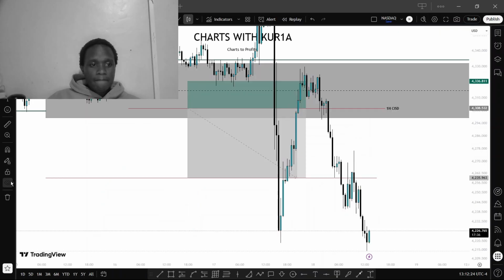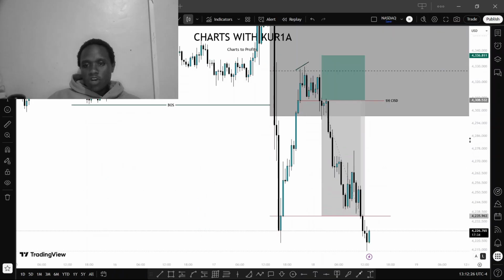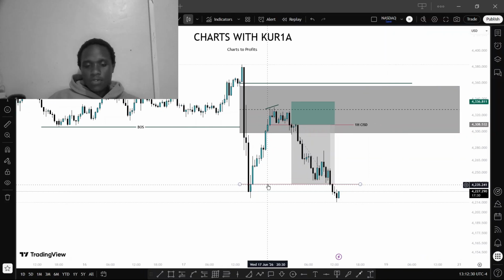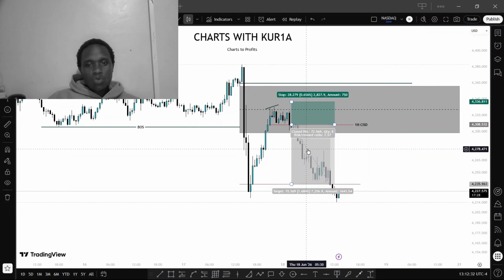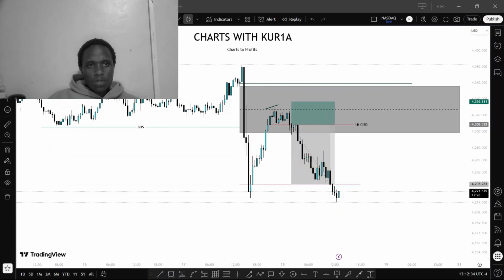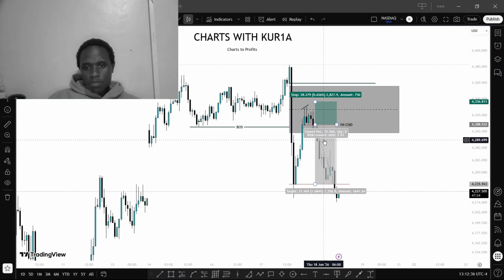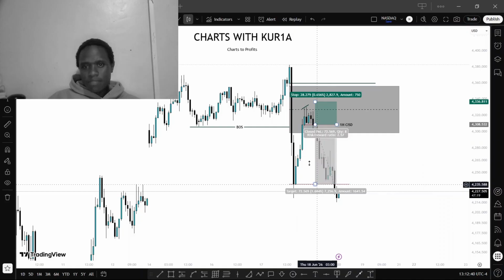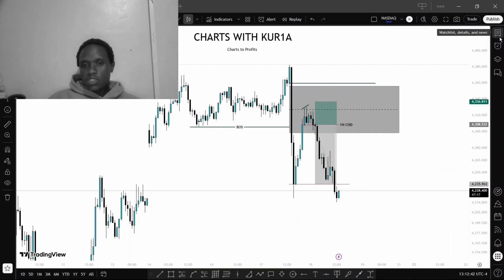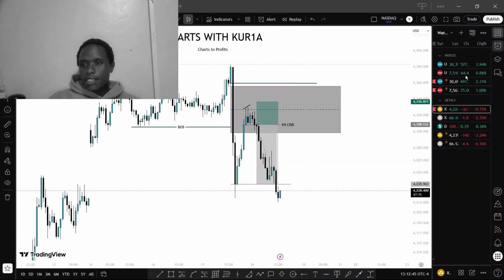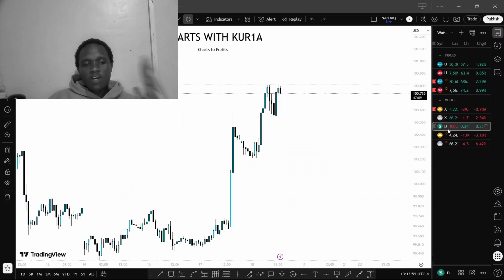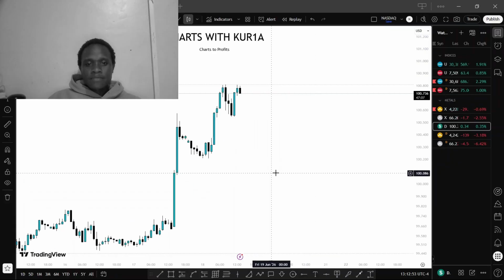I have actually forgotten to talk about DXY, and I shouldn't have gotten this far without talking about DXY. The trade was actually around 2.9R, something like that, I think, but it's because I adjusted my stop loss. So let's do a quick look at DXY, because as usual, I do not take any trades without the confirmation of DXY.